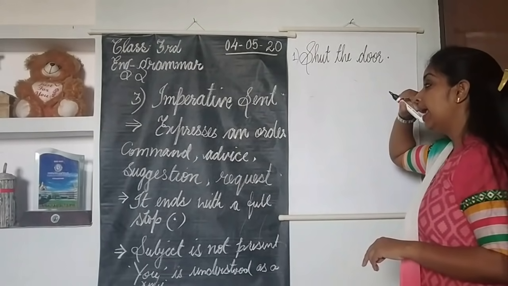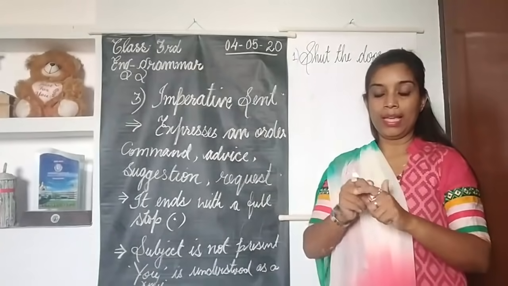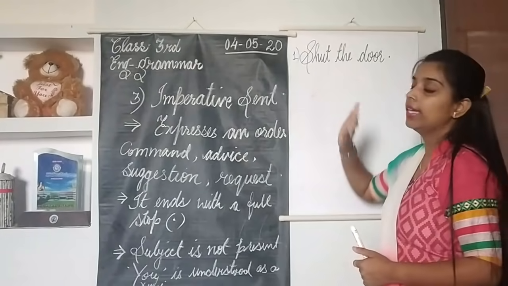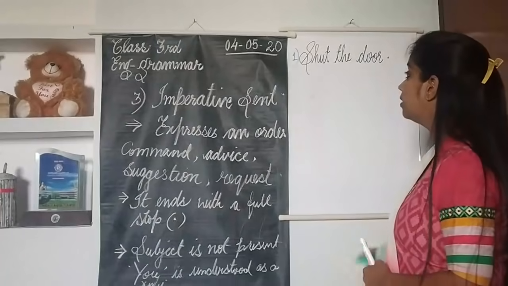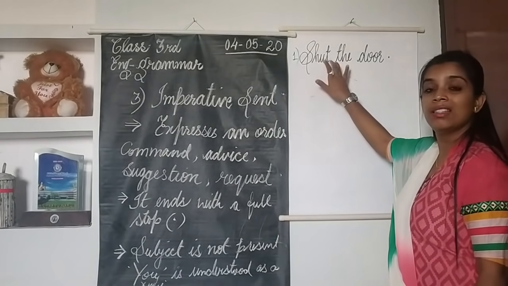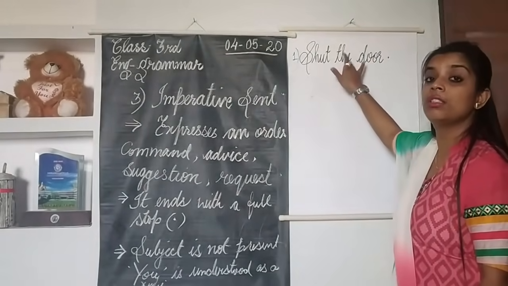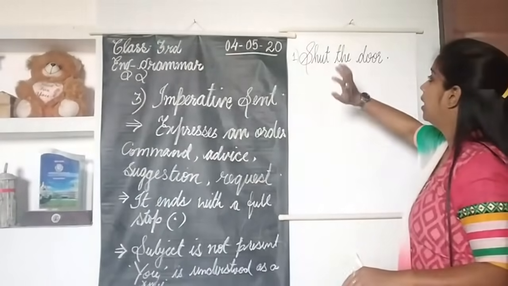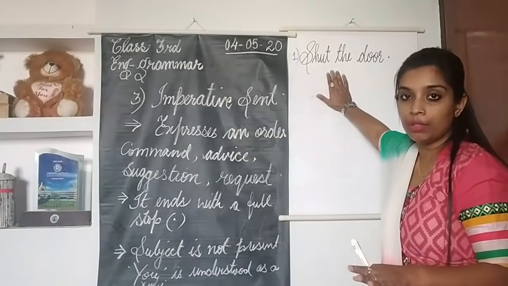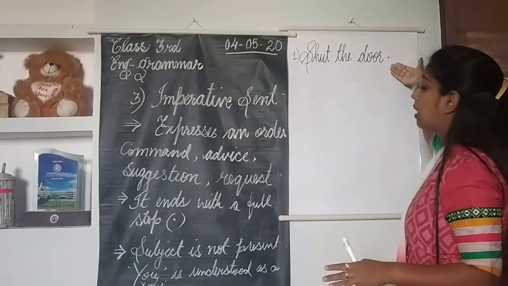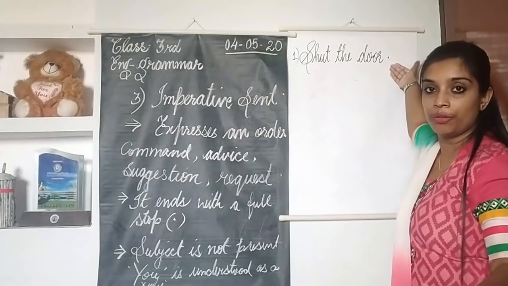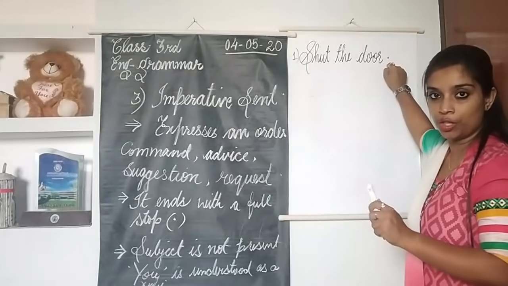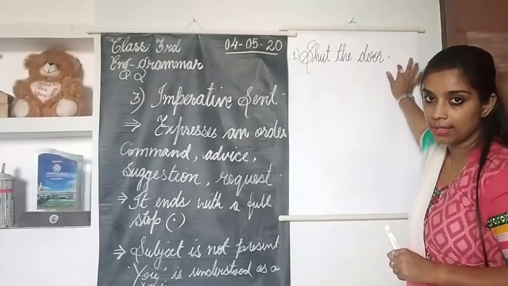Now see here, children, this sentence is neither assertive nor interrogative. Why? Because this is not a statement. The sentence is not declaring any fact, and neither is it asking any question. The question mark is not there, so it's not an interrogative sentence, because an interrogative sentence always ends with a question mark, which is not present in this sentence.